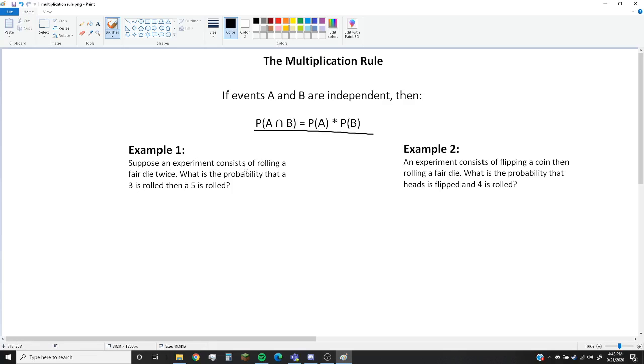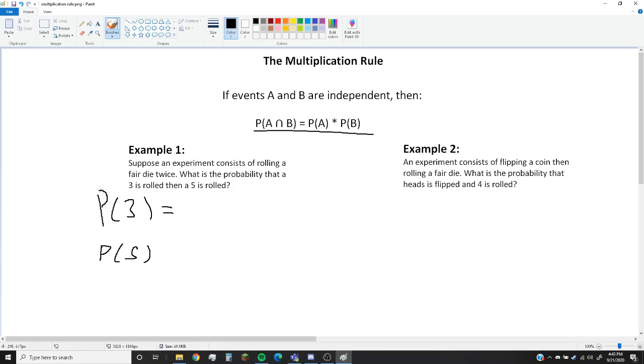Suppose an experiment consists of rolling a fair die twice. What is the probability that a 3 is rolled, then a 5 is rolled? Okay, so the first thing that we want to do with this problem is figure out the probability of a 3 being rolled and the probability of a 5 being rolled.